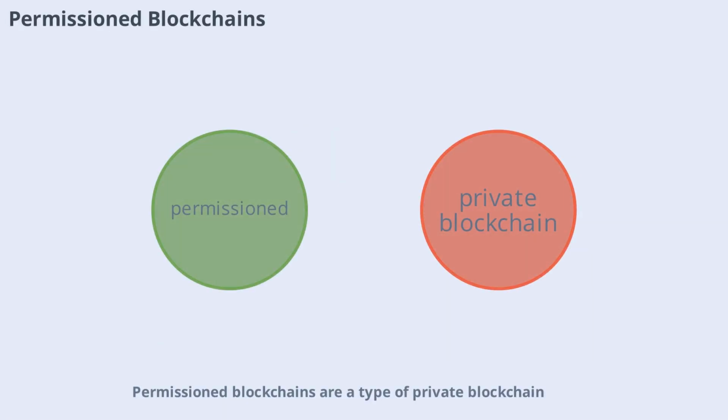Permissioned blockchains are a type of private blockchain where only approved participants can join the network. These blockchains are often used by businesses and governments to maintain control over who can access and modify data. Permissioned blockchains combine the benefits of blockchain technology with the ability to enforce rules and regulations within a trusted group.